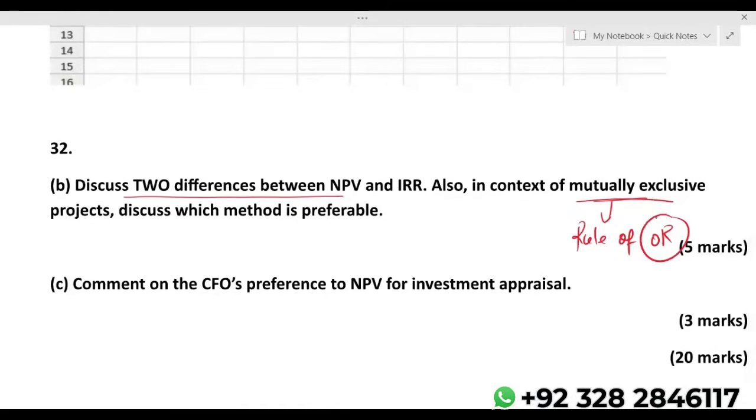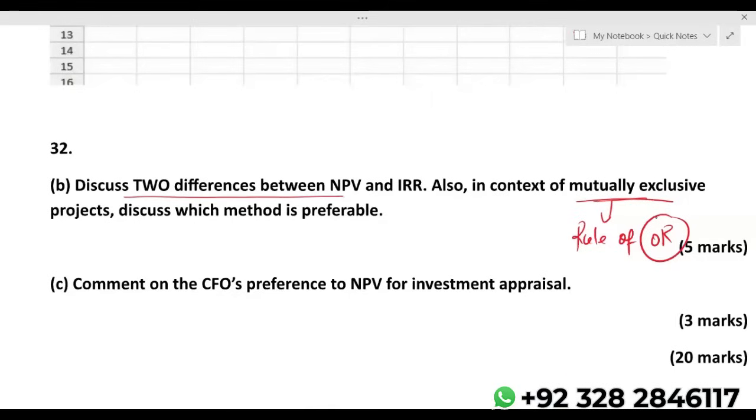Why? Because there is a possibility that on the basis of IRR, you might end up opting for a project which is not so beneficial for the company. Because if there are 2 or 3 projects, they are mutually exclusive. I have to opt for one of them. If you are making a decision on the basis of IRR, which you should not in case of mutually exclusive, then obviously you will be opting for a project which is giving you a higher IRR.